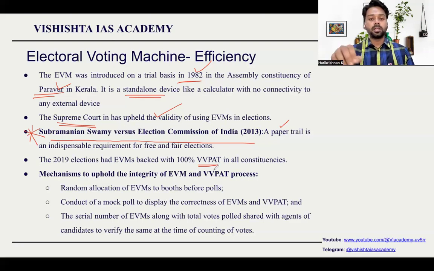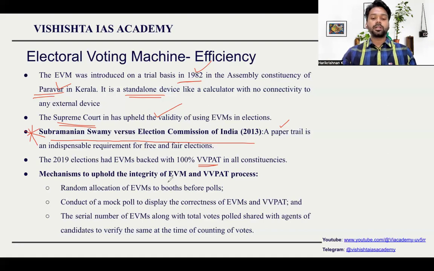So a VVPAT machine will be linked with the EVM. Based on it, a slip will come. Once you click on your vote, in that slip, the symbol and the party to which you voted will be shown for 7 seconds, and after that it will be shredded and destroyed. So it shows how well the machinery is working.